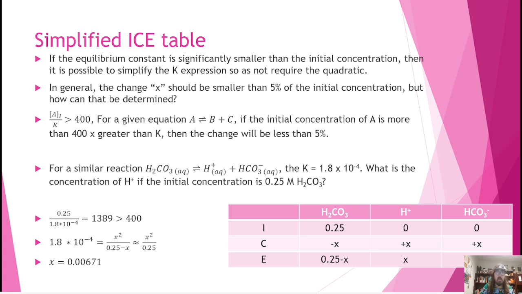So you can check and take your initial concentration of a reactant and divide it by your K. If this is bigger than 400, then this is going to be a safe assumption. But so one way to do this is essentially this way, and I can show you how to correct this 100% of the time.